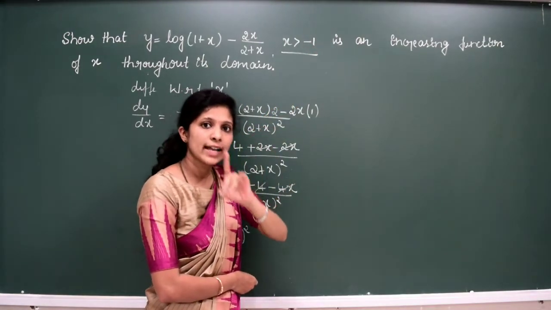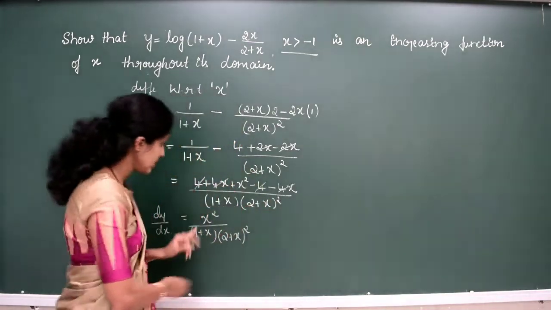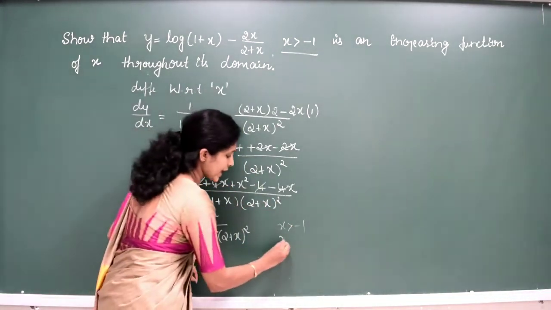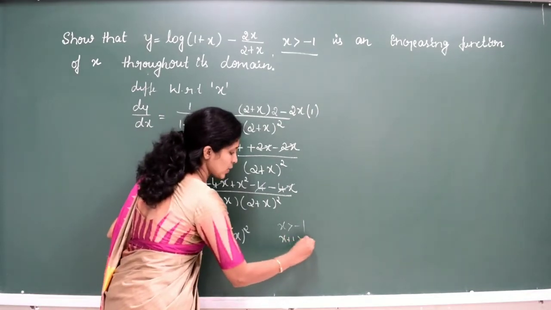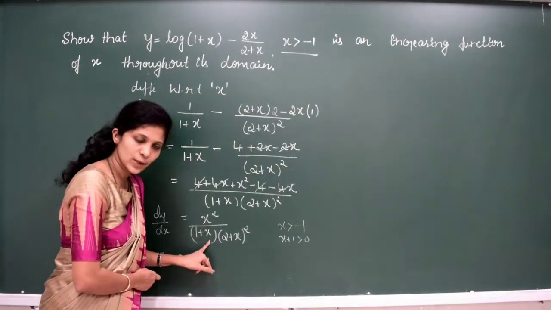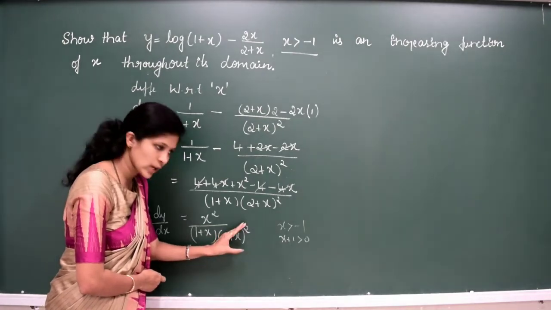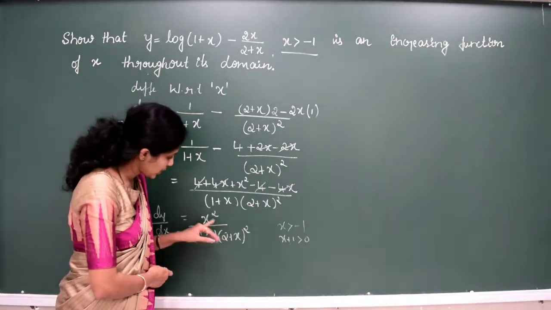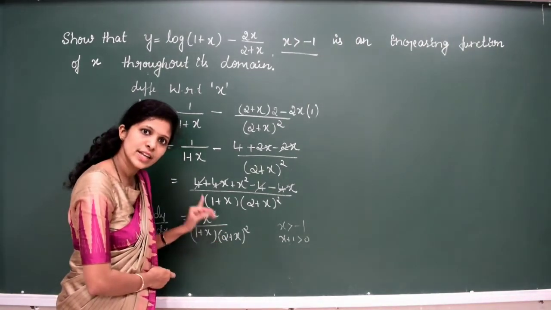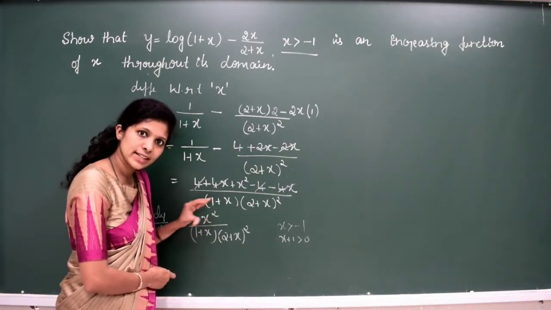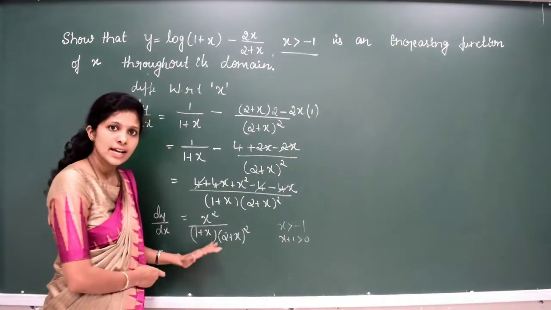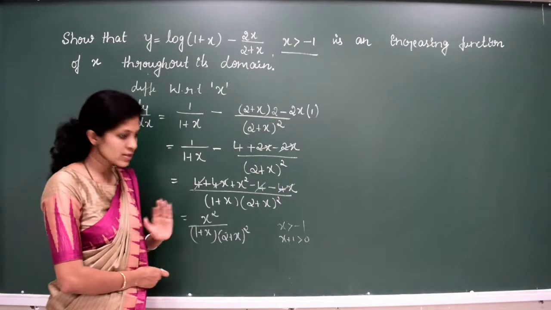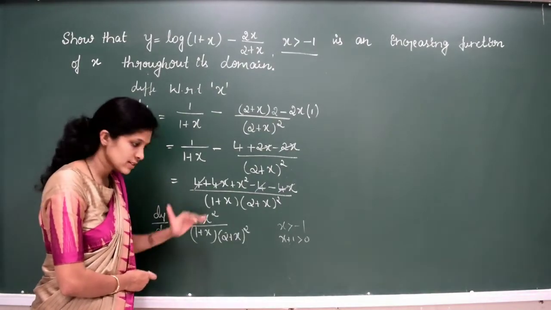Since the value of x is greater than -1, obviously x + 1 will be greater than 0. x + 1 is greater than 0 and (2 + x) whole square is there, square is there, so this will be positive. So, the denominator will be positive. Again, the numerator x² is there. The numerator is also positive. So, by this we can say that f'(x) is greater than 0. The function is continuous. Or else we will find the value of x, then we will check it.